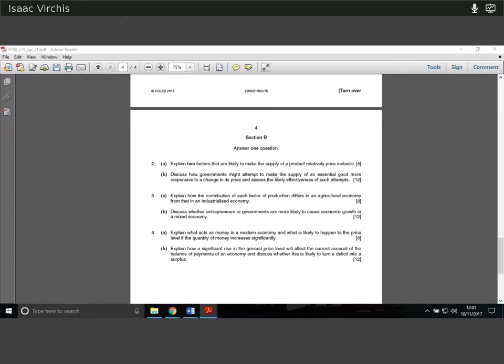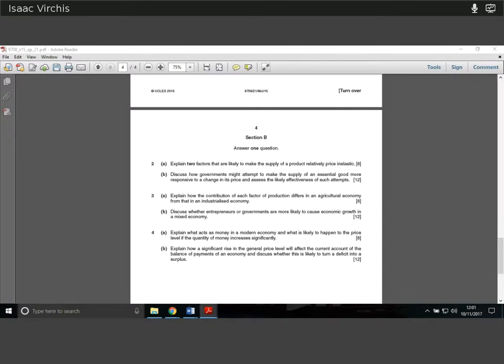And then when we're doing this, we also want to evaluate those factors. So we want to think about how those factors play out, and those two explanations, plus a little bit of evaluation and the application, the knowledge and understanding element of what relatively price inelastic supply is and what we mean by elasticity of supply, is what's going to get you a nice 8 marks there.